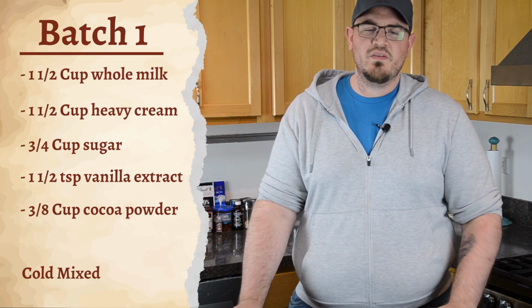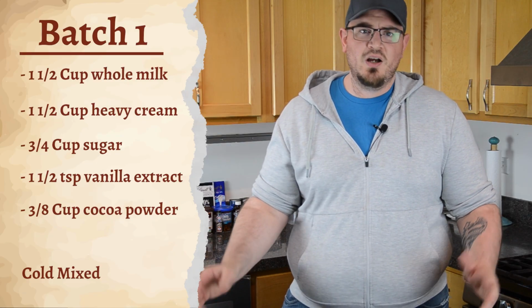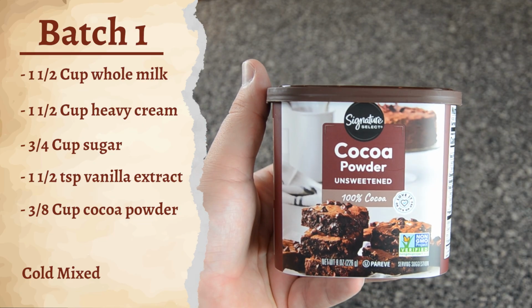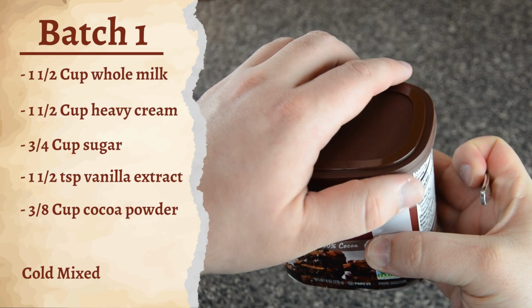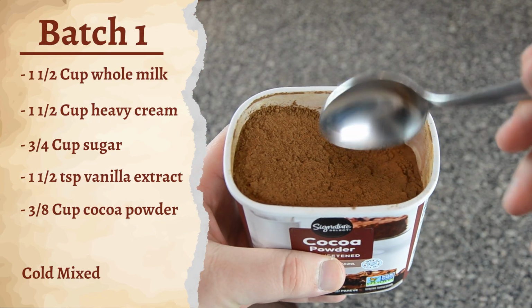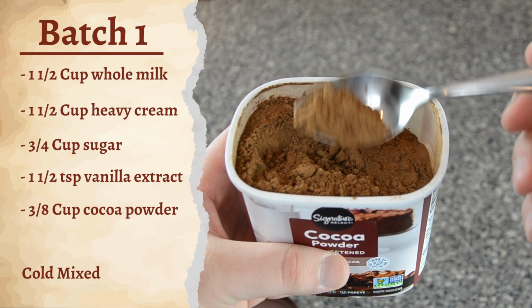Batch one is going to be the batch that you all know and love. If you've had chocolate ice cream out there, you've probably had cocoa powder ice cream. Again, it basically just takes your milk cream ratio. We're doing 3/4 of a cup of sugar. We're doing 1.5 teaspoons of vanilla extract. And then we are taking that cocoa powder and mixing it into that mixture.